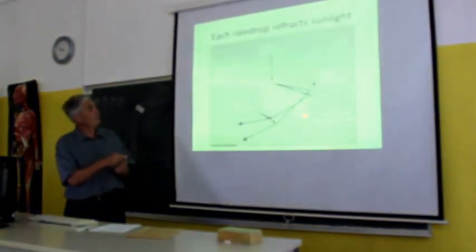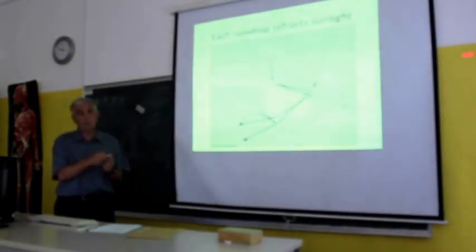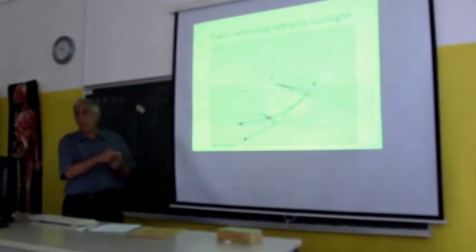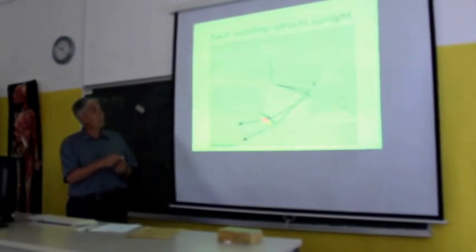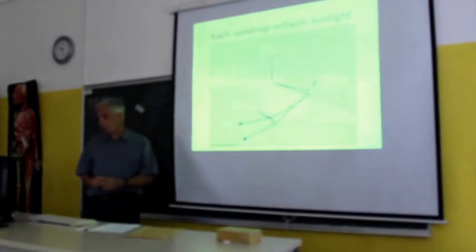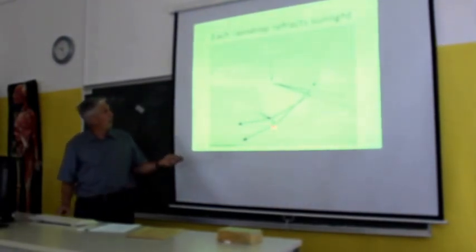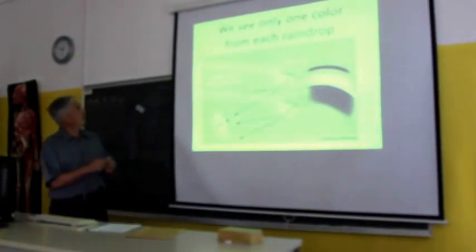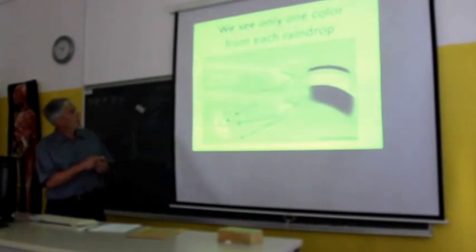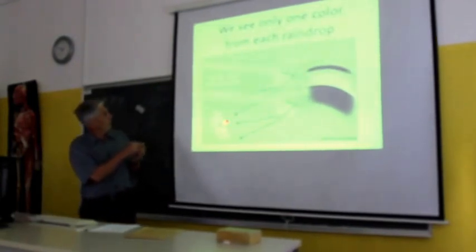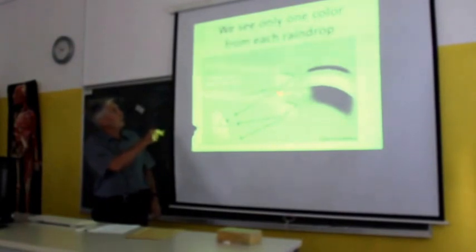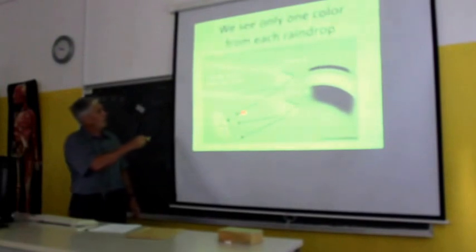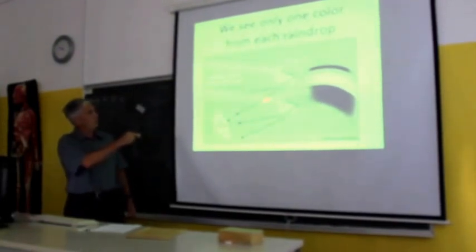And then it bounces off the back of the raindrop like a mirror and comes back and exits the raindrop and bends a second time. And so there the red color has bent less than the other color. And from one raindrop, if you're here and you're looking at this raindrop, you're going to see just one color. You're going to see the color that bends and comes right to your eye, which is going to be red.